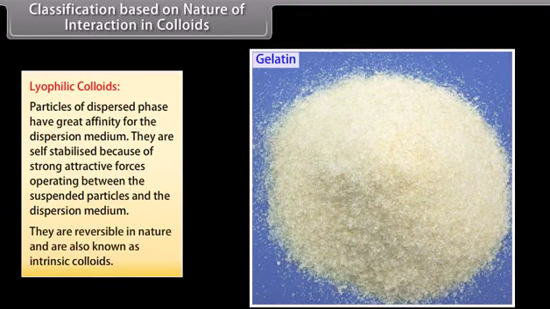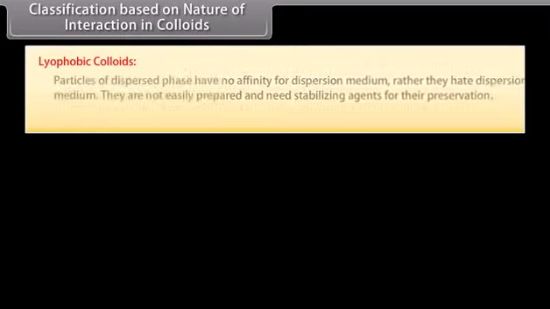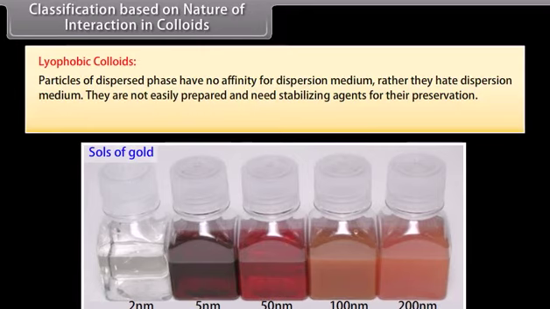They are reversible in nature. They are also known as intrinsic colloids. For example, gums, starch, gelatin, and albumin. Lyophobic colloids: particles of dispersed phase have no affinity for dispersion medium. Rather, they hate the dispersion medium.